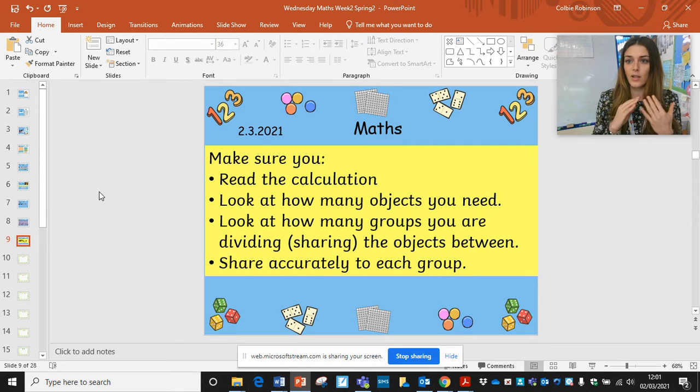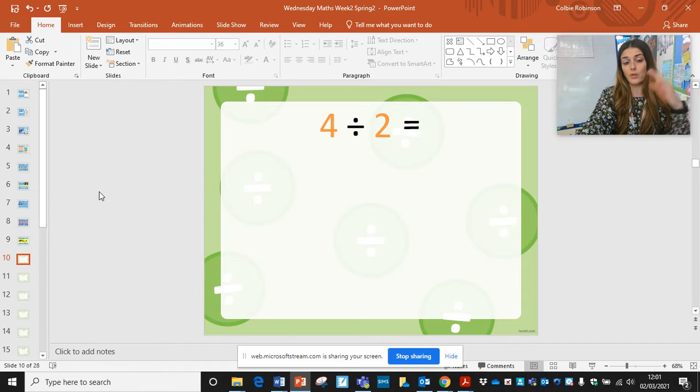So follow these steps and use these to help you. Make sure you read the calculation. That's really important, so you know what you need to do. So you're looking at those numbers. Look at how many objects you need, or look at the amount that you need. Then look at how many groups you are dividing or sharing the object or the number between. Then make sure you share accurately to each group, or when you're doing your arrays, it's done equally across the amount of groups. I'm not going to look at all of them together because I want you to work through the slides yourselves and have a try. However, I will do a few with you and discuss with you as we go along.